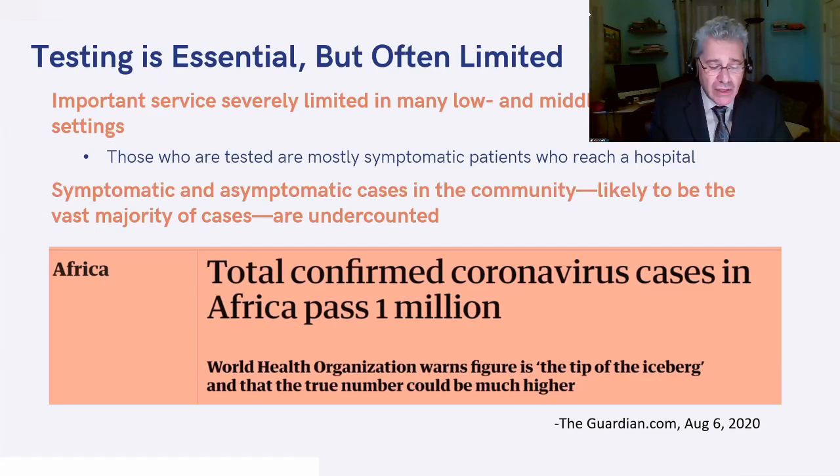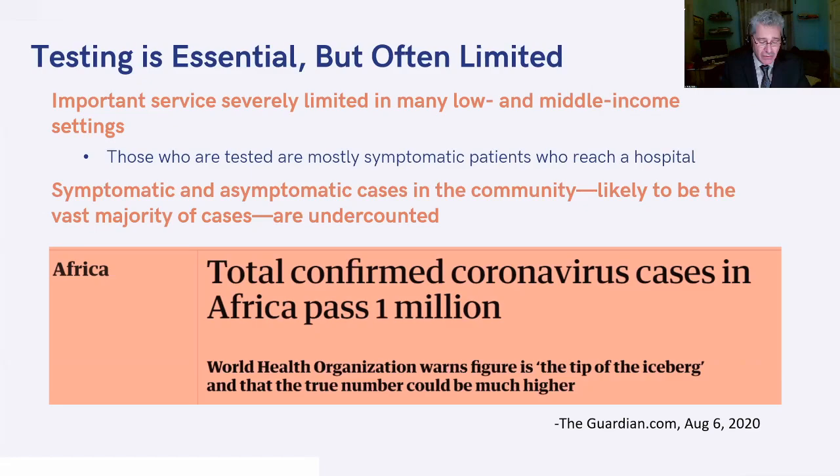One point I'd like to make is that testing, it has been argued, is actually an essential service in the context of the pandemic. As Kavanaugh et al. have argued in The Lancet recently, in the absence of a vaccine or highly effective treatment, widespread testing is crucial to halting transmission and death. I think this is something with which we can all concur. And yet the reality on the ground, particularly in low and middle income countries, is highly variable. And it's actually often inadequate and has been inadequate in relation to the need.